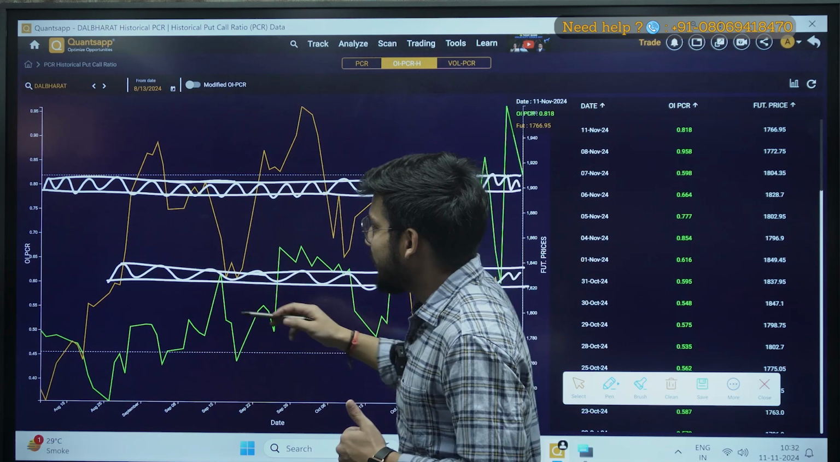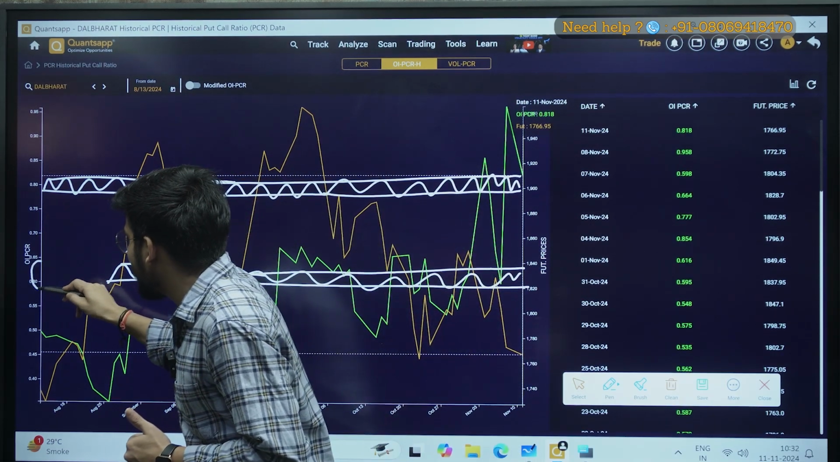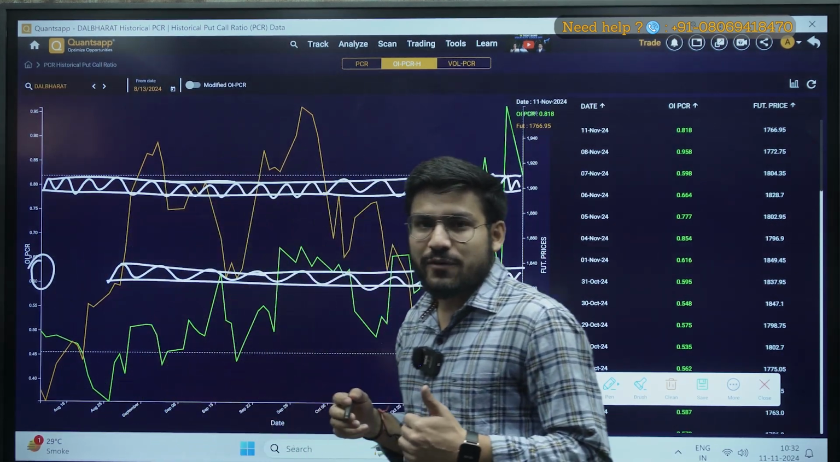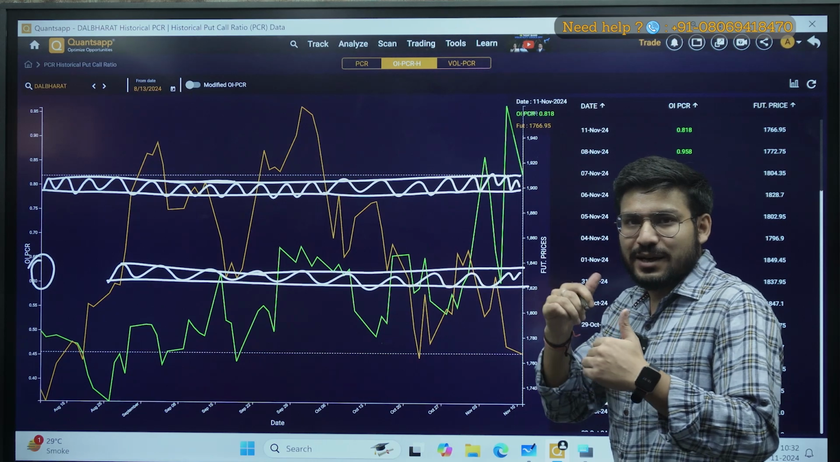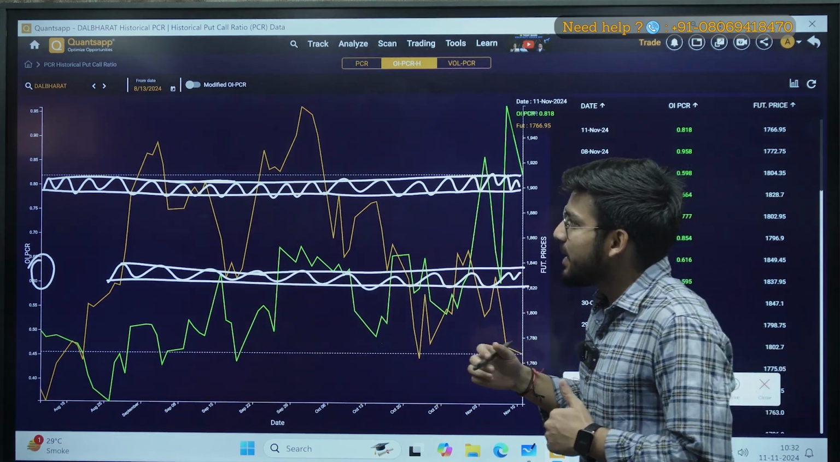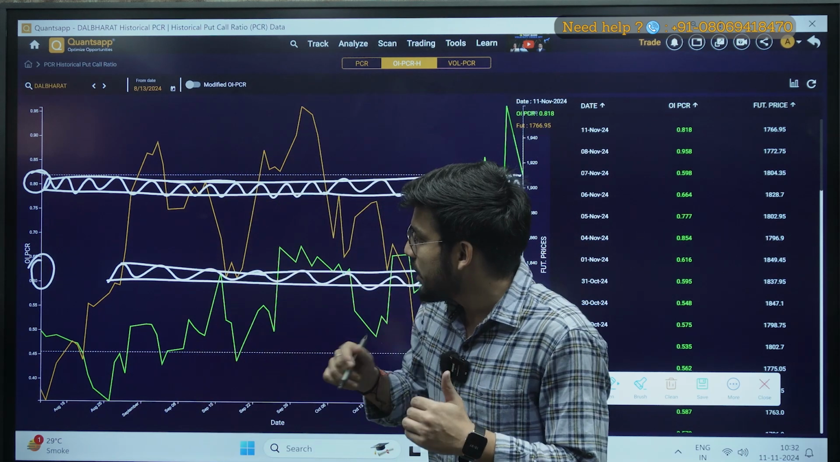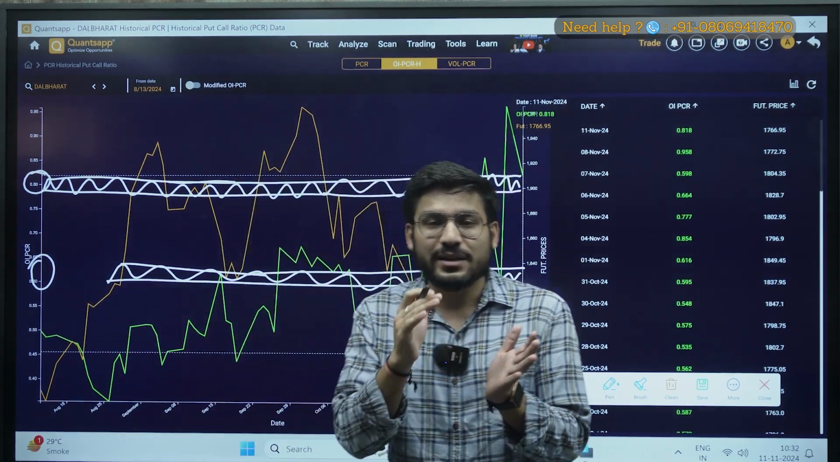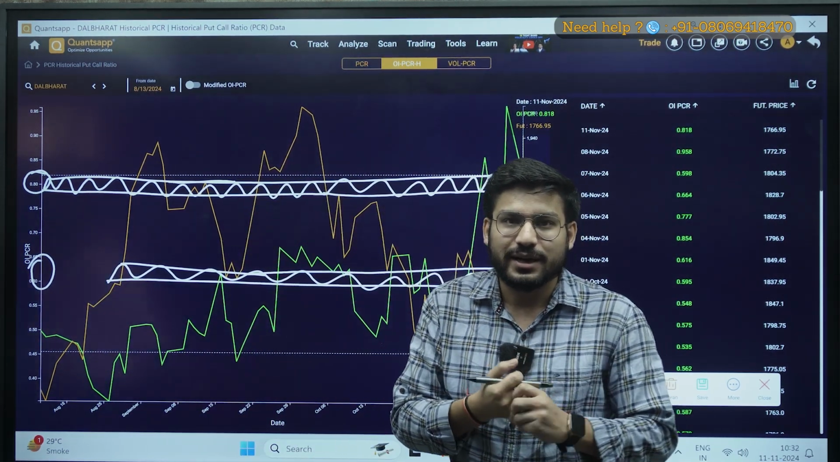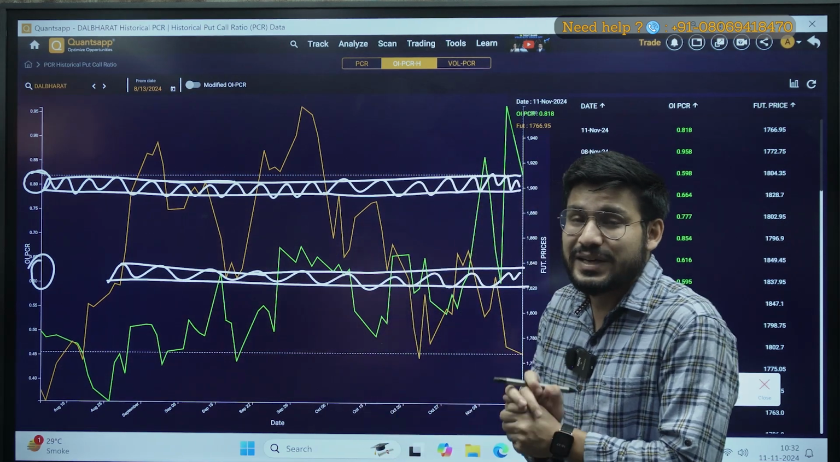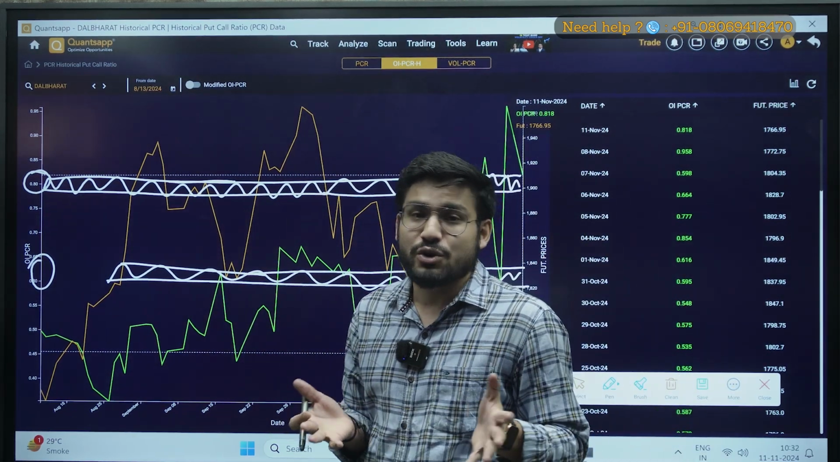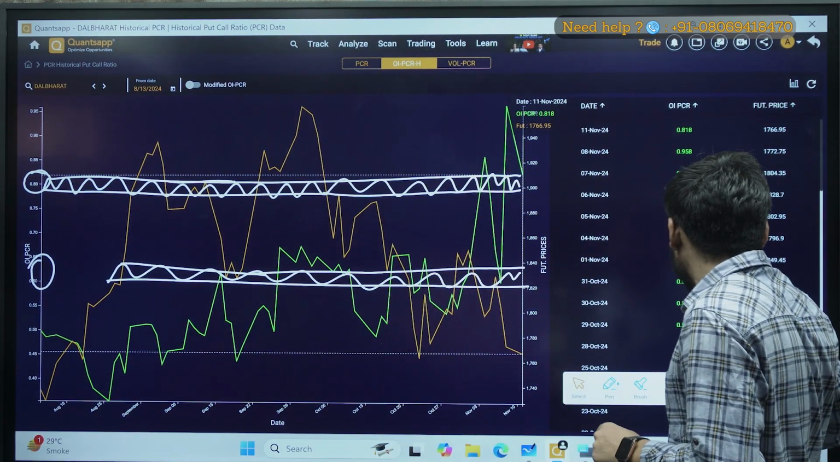So approximately what I analyze is from 0.60 to 0.65. Whenever the PCR of Dalmia Bharat comes to this level, it always gets reverted back. And similarly in the upward direction, I can say 0.80. So 0.80 and 0.60 can be the reverting points for Dalmia Bharat, right? So let's analyze whether it is giving me a confirmation in the bearish direction or not.